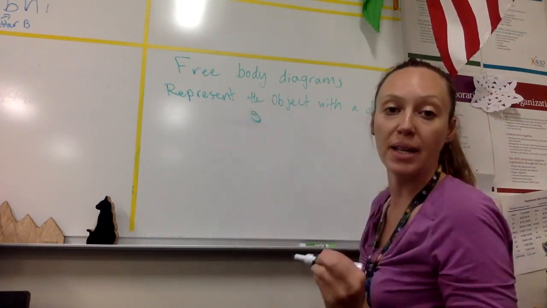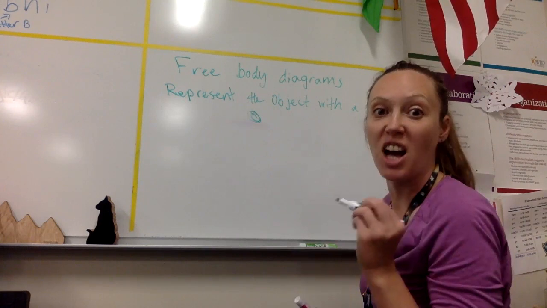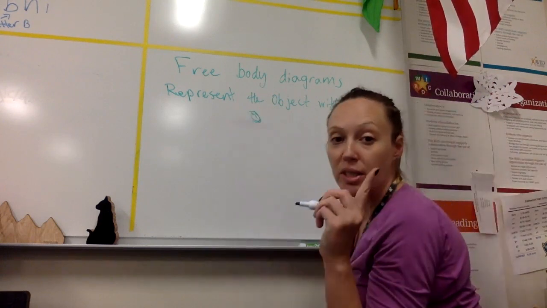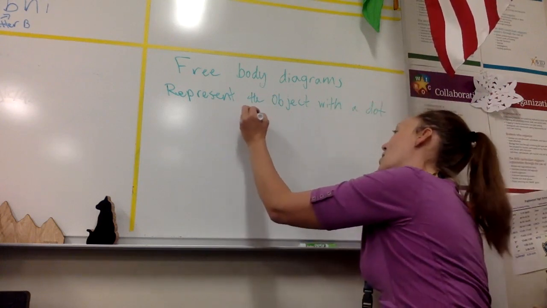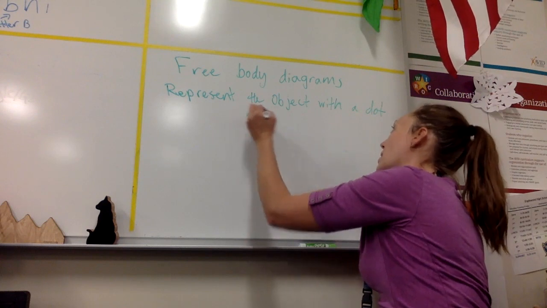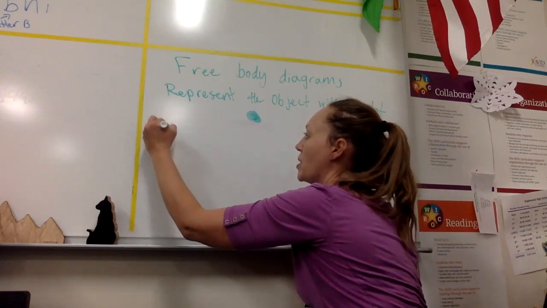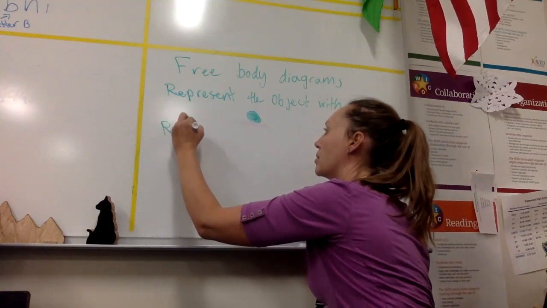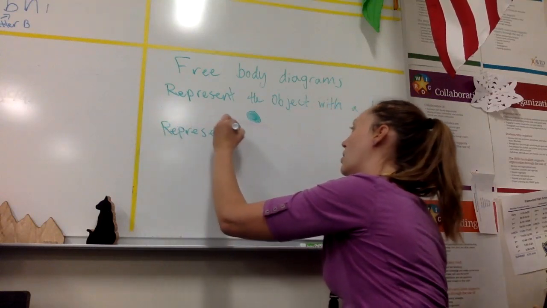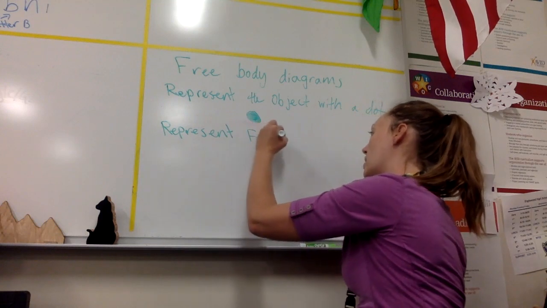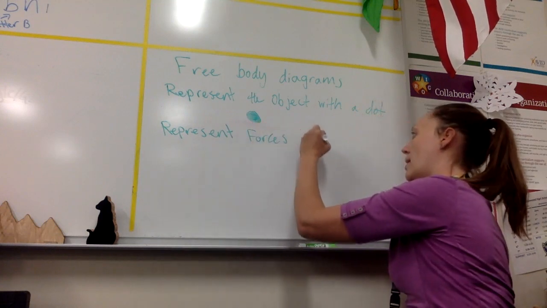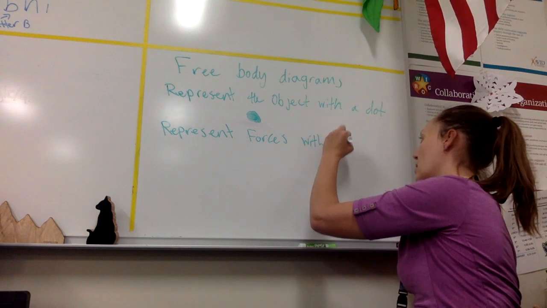Even on the AP test, represent Mr. Trujillo as a dot, not a bearded dot. So you draw a dot to represent the object, and then you represent forces with arrows.